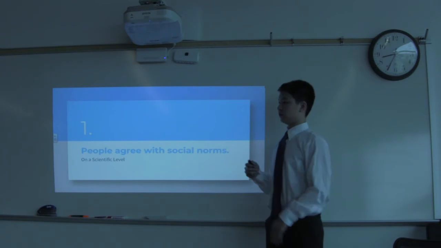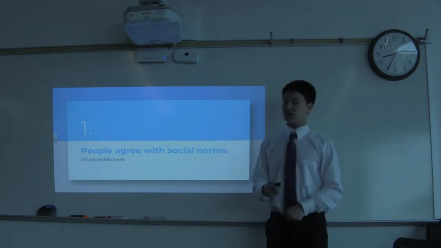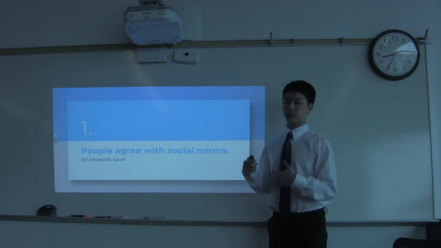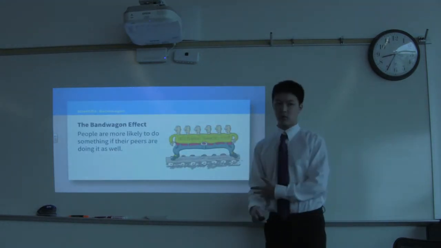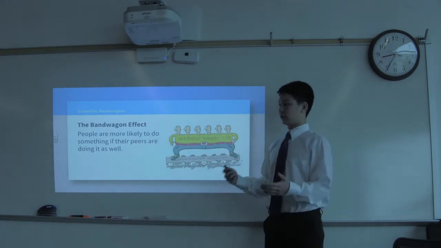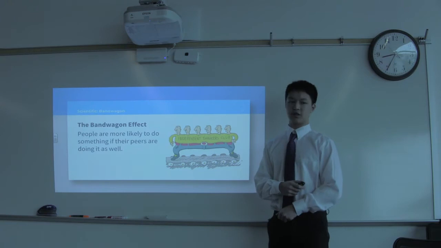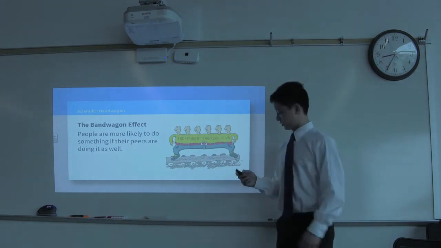So first, we must establish that people are scientifically inclined to agree with social norms, to discover how people discriminate because of social norms. So first of all, we have the bandwagon effect. You're more likely to do something if your peers are doing something as well. Example, if you're in art class and you have no idea what's going on and a bunch of people are drawing birds on their paper, you're going to start instinctively drawing a bird because everyone else is doing it.